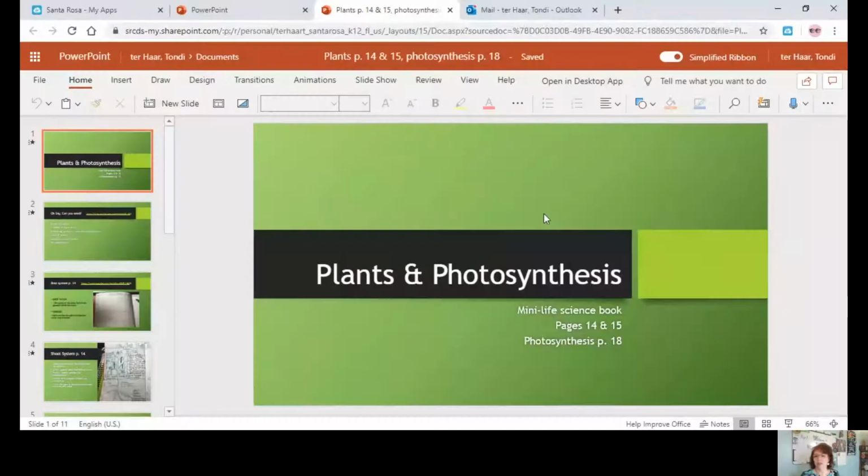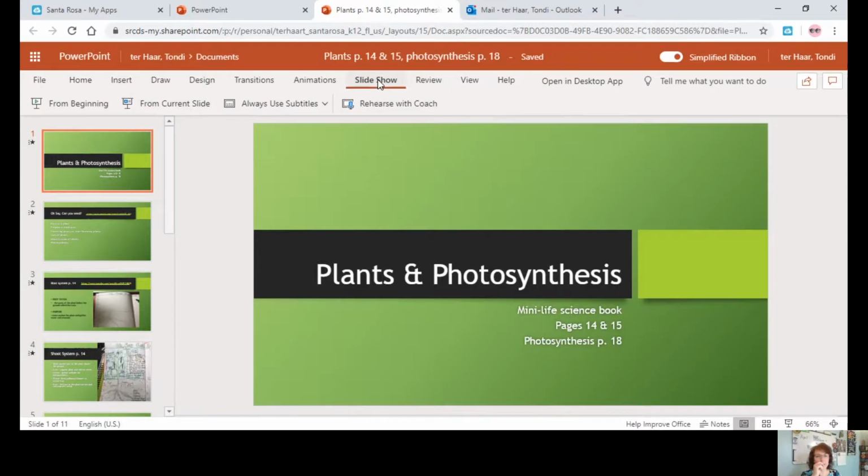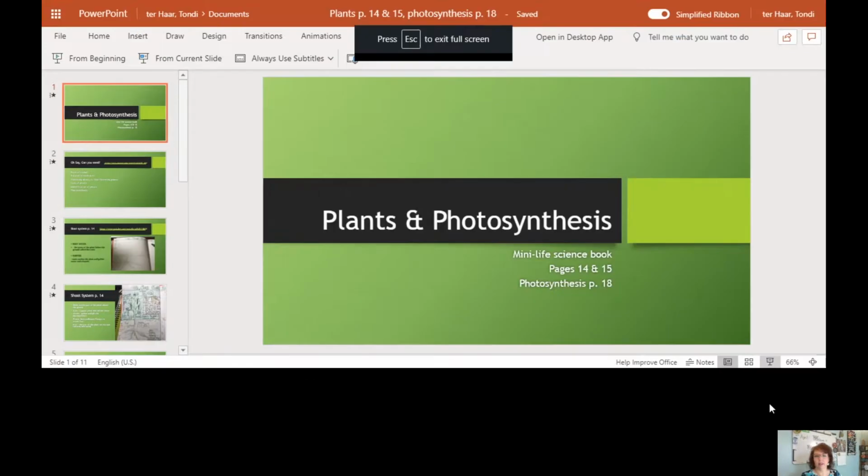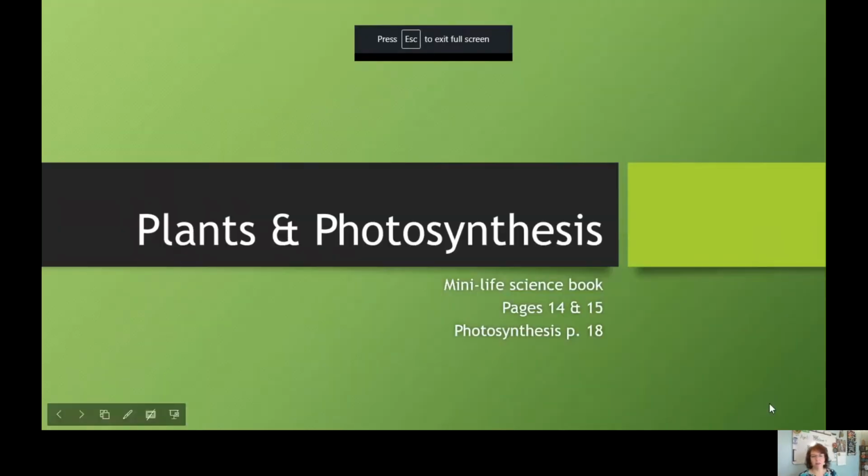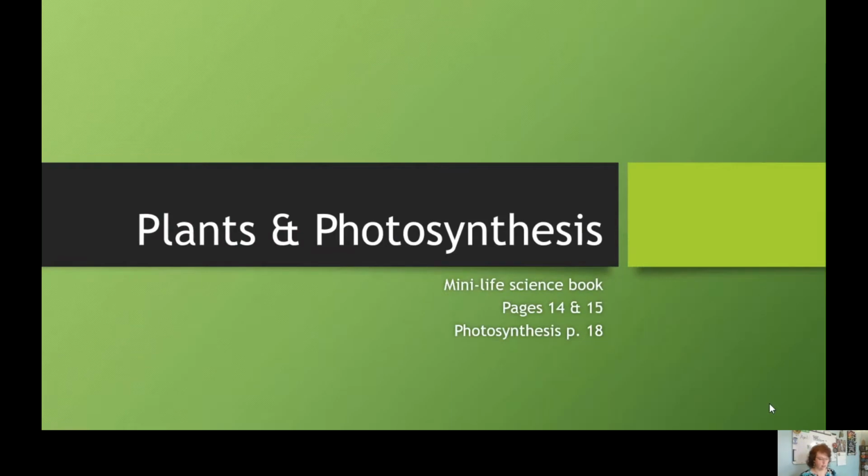You see it? All right, so let me open the slideshow in full. All right, there we go. Plants and photosynthesis. So like I said, this is going to be for pages 14 and 15, as well as 18.